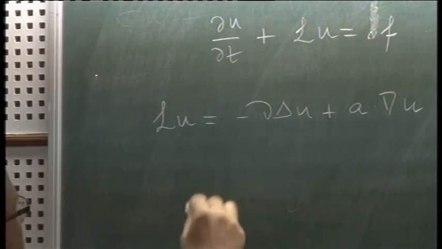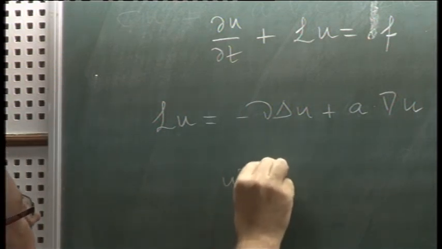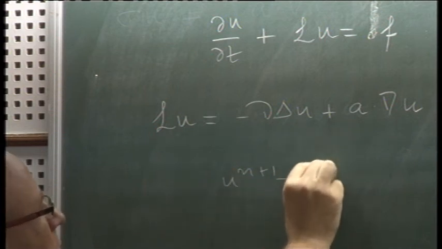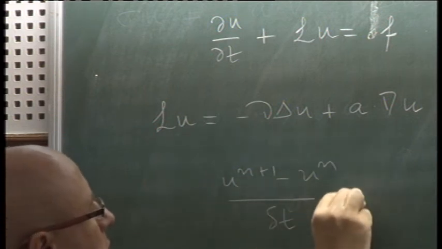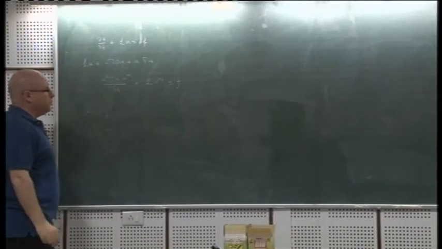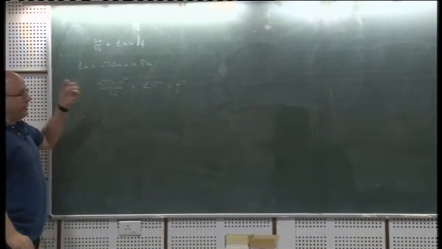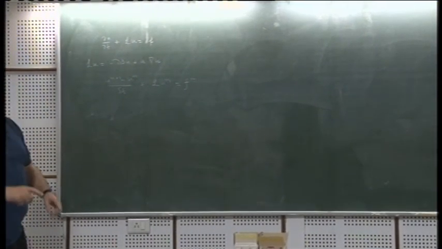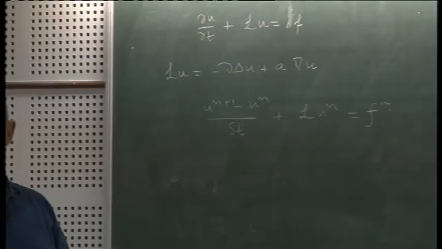You discretize it in time, and you say, for example, forward Euler would be this. That would be forward Euler, explicit Euler, let's say, using the notation that we have introduced. That is unstable. That, for example, for convection diffusion, leads to instabilities.